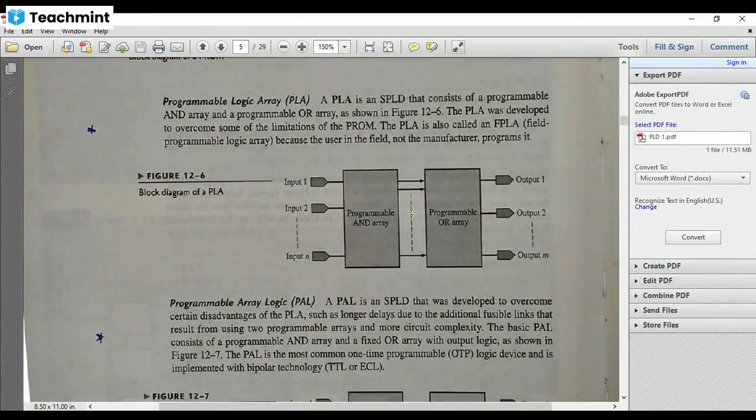So here the condition is that both arrays are programmable.